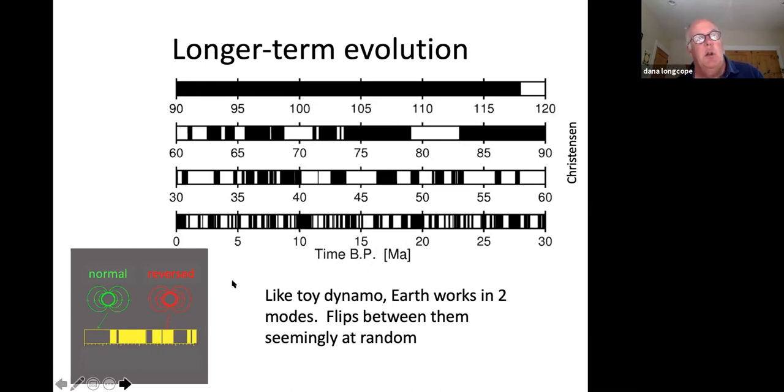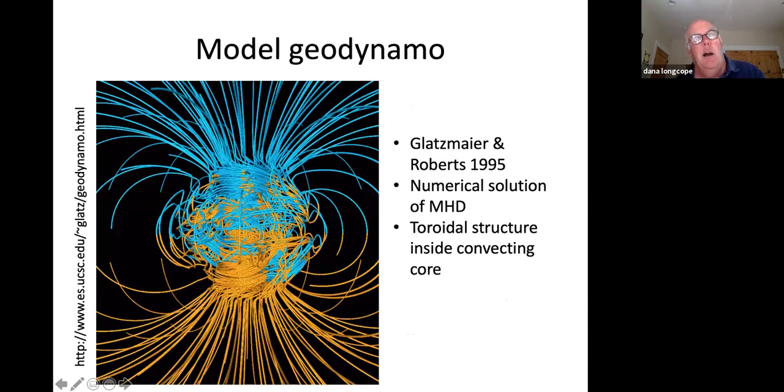And I'll just show you an image of the magnetic field in a simulation. This is already a pretty old simulation by Gary Glatzmeyer and Paul Roberts, going back to 1995. This is just solving the MHD equations for the Earth's core. And you can see they've also included the region outside of the Earth's core, just to give you that north-south magnetic field we all know. But you can see it's a tangled mess in there.